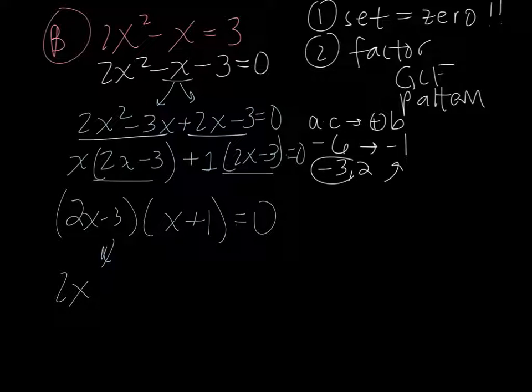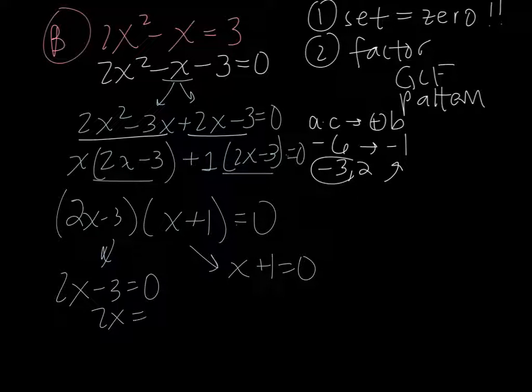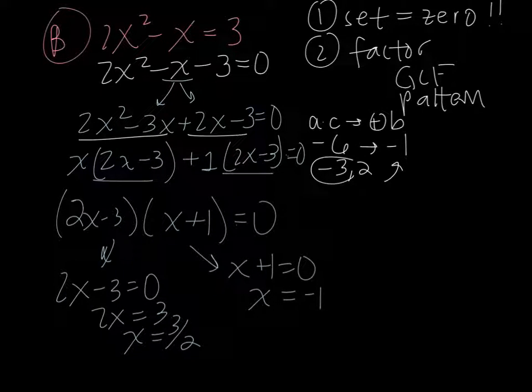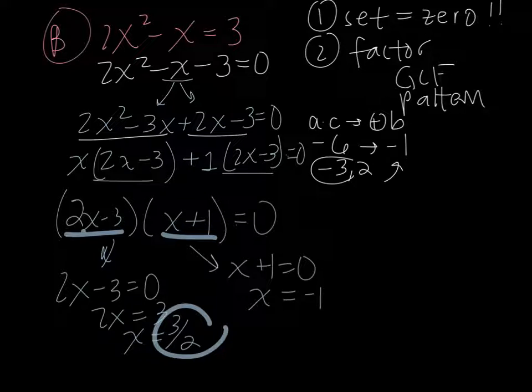So 2x minus 3 equals 0, and x plus 1 equals 0. 2x equals 3, x equals 3 over 2. x equals -1. You should have seen right away that this would be -1. This one maybe not as obvious, but if you plug 3 over 2 back into x, 2 times 3 over 2 is 3. 3 minus 3 is 0. So both of these represent x-intercepts on a graph.